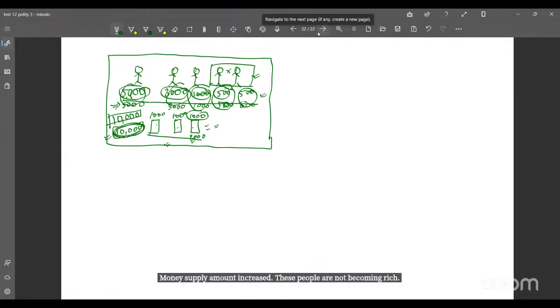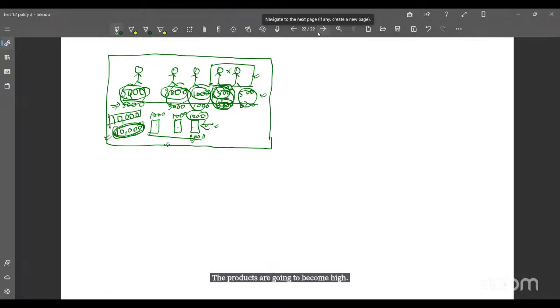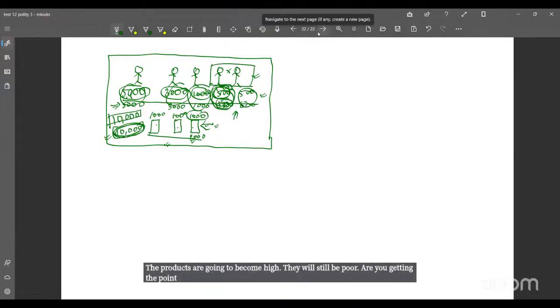They are having more money in their hand. That is fine. That is correct. Previously they had 500 only. Now they are having 1,000. That is correct. But with this 1,000 there is no use because they cannot buy what they wanted because the value of the products are going to become high. They will still be poor. Are you getting the point? They will still be poor. They will have more money. They will be poor with more money.